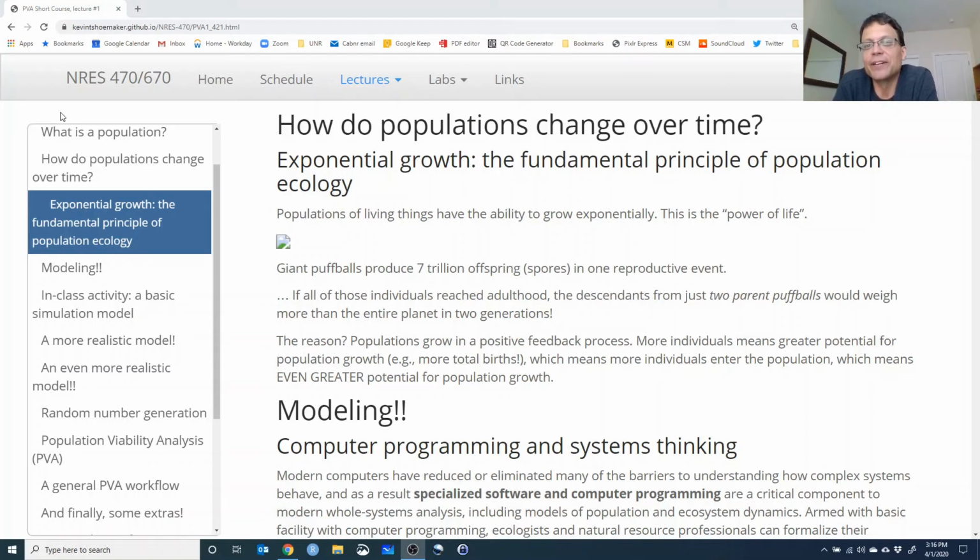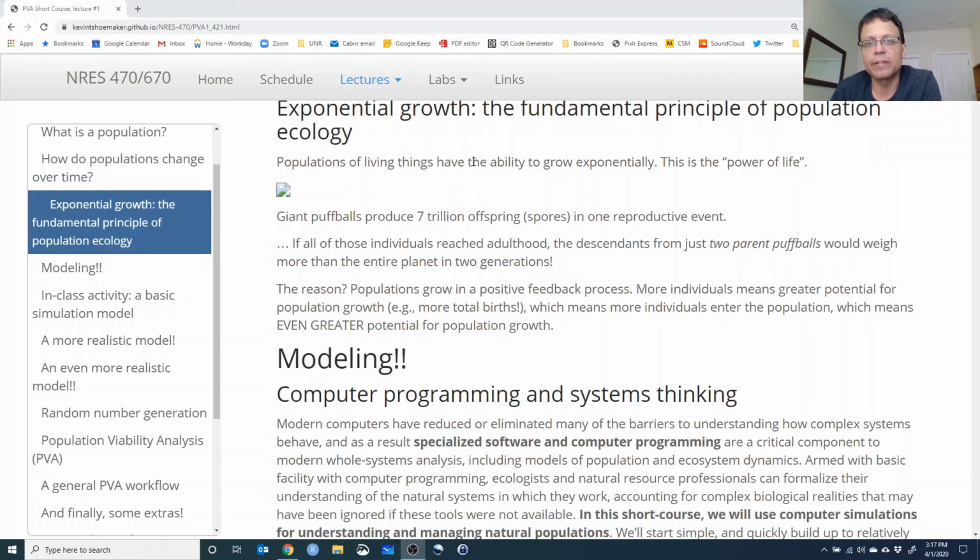What do we mean? Well, the more individuals you have in a population, the greater potential to produce new individuals, because each individual can produce a certain number of individuals. The more individuals in there, the more total input, the more total potential for growth the population has. And then as the population gets even bigger, it gets even more potential for growth. And so it's this runaway positive feedback process that we call exponential growth, and all life has potential for exponential growth. So that is the very basic concept of population ecology.